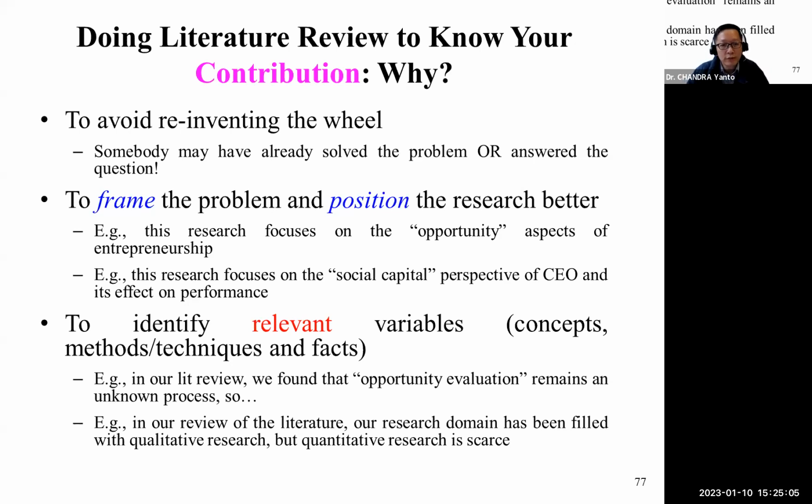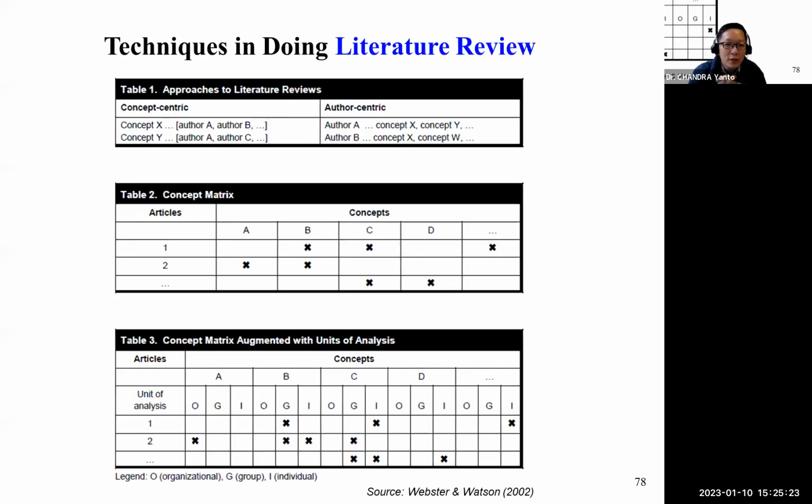And the literature review helps you identify relevant variables. This is very important, right? The purpose of the review is actually to identify what other people have done in terms of what variables they have studied, what methods they use, and what insights or facts they have generated from the research. So this is one paper by Webster and others who have looked at different ways to do literature review. Table one, the first one, is actually the easiest and simplest one.